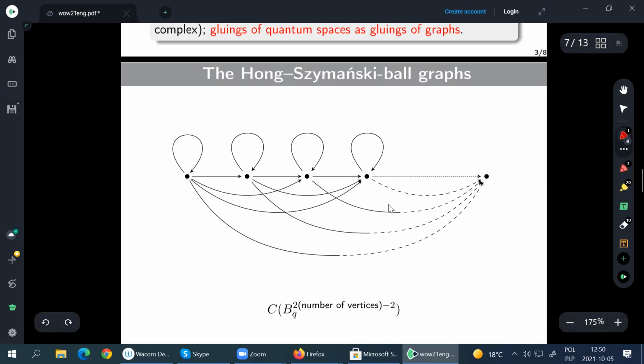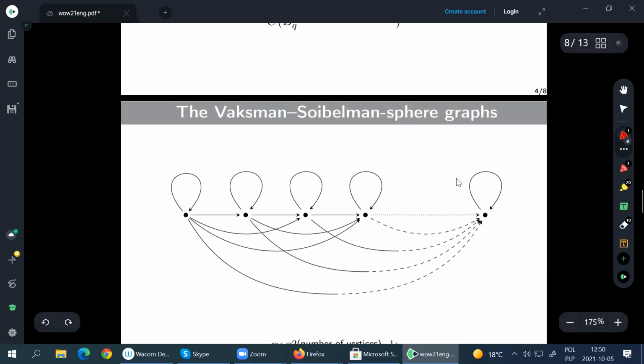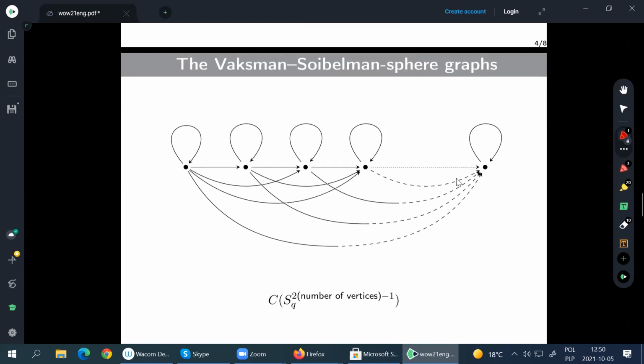And well, if you have a ball, how about having the boundary sphere of the ball? So you see in classical topology, the boundary sphere is a subset of a ball. The same is here with a graph. If you remove this last vertex and remove all arrows that end with this vertex, you'll get precisely the graph of a Vaksman-Soibelman quantum sphere. Okay.